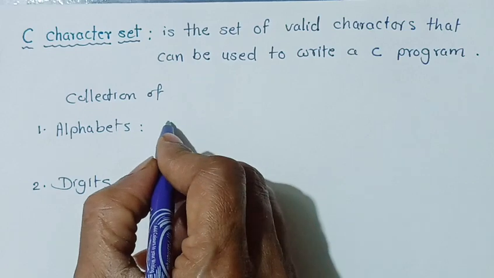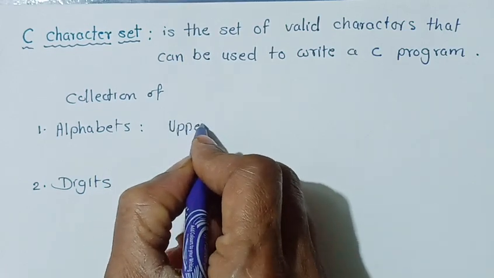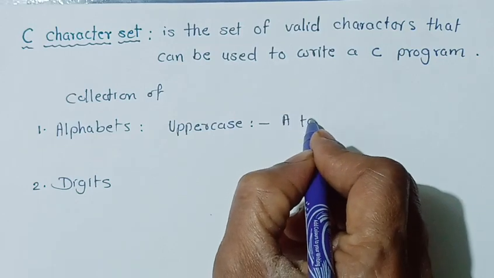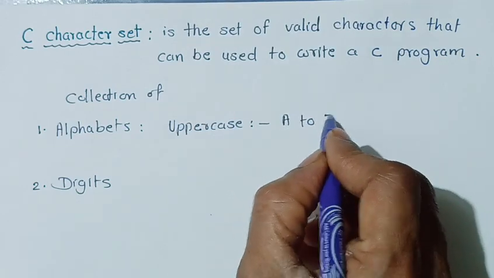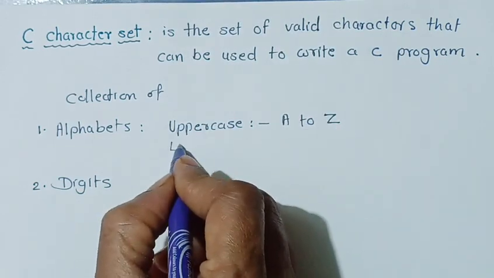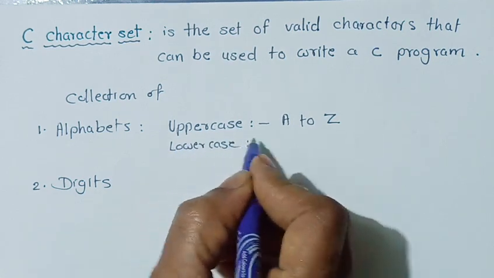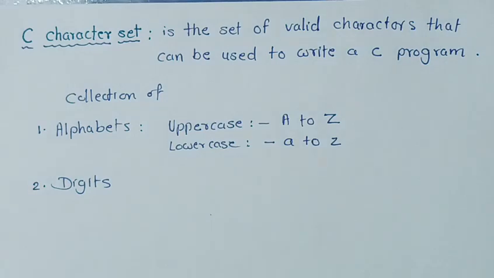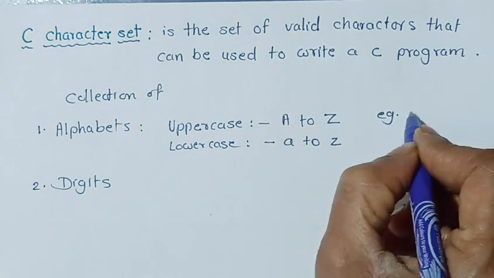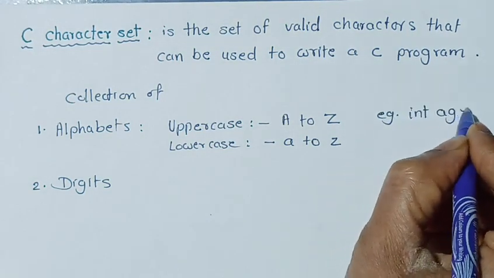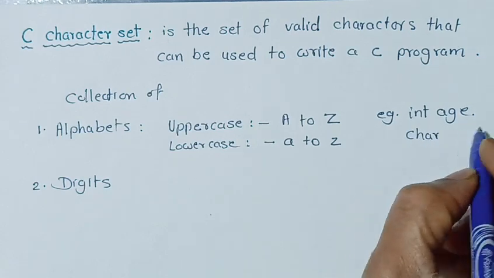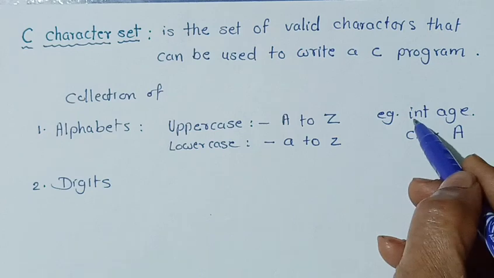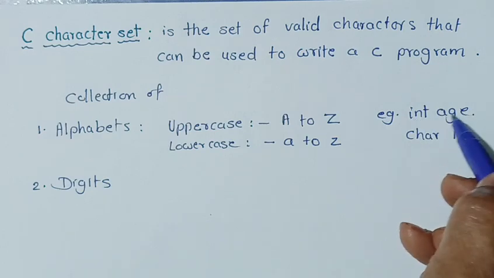So alphabets means uppercase alphabets, as well as lowercase alphabets. So capital A to capital Z, these we will use, and small a to small z here. For example, you can see here, int age, or char. You can use capital also, and in this int age, the characters you are using here are small letters.